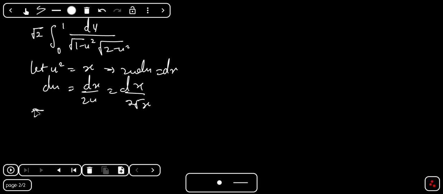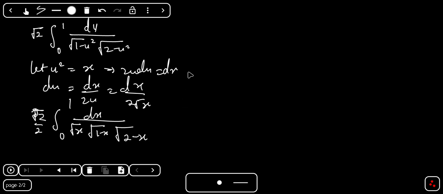So this will just be root 2 over 2, then multiply by integral from 0 to 1. Then instead of writing du now, that will be dx over square root of x here. So we are going to have dx, then over the square root of x, then multiply by the square root of 1 minus x, then multiply by the square root of 2 minus x. Okay, so don't forget that we can write 2 minus x as 1 plus 1 minus x.